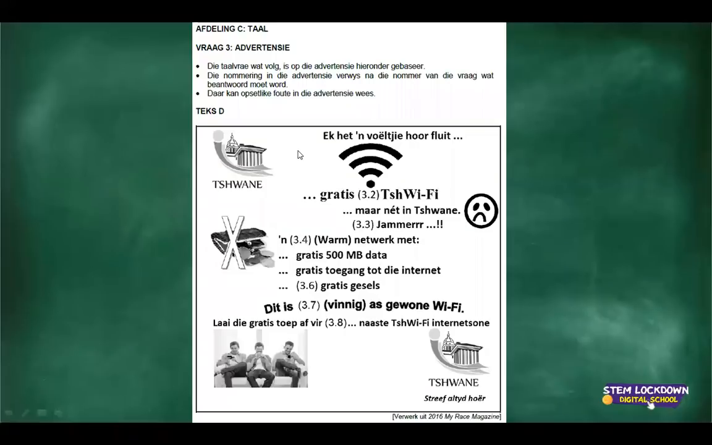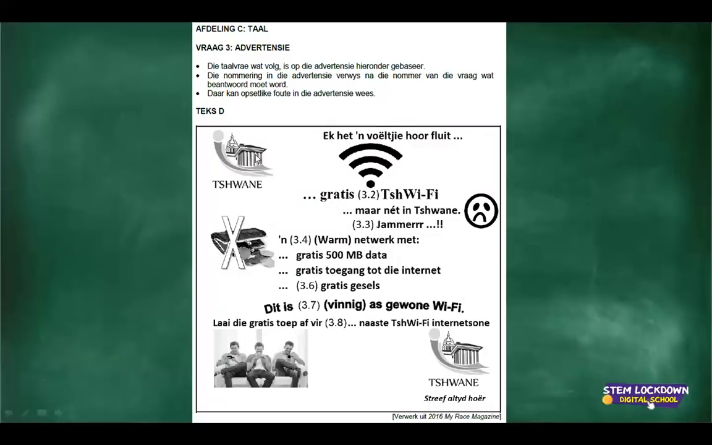So we've got another advertisement. The taalvraag is gebaseer op die advertensie onder; die nommering en die advertensie verwys na die nommer van die vraag wat beantwoord moet word. Daar kan opsetlike foute in die advertensie wees. So it says there that there can be mistakes, and it's done on purpose, because then usually a language question is asked about it.